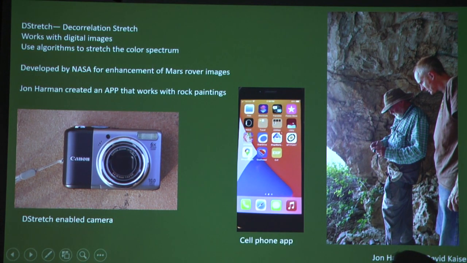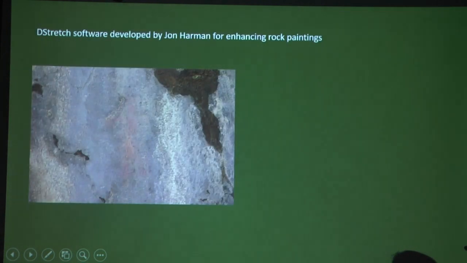So he put it on a cell phone. And now anyone who has a cell phone can get it for $20, and you can get DStretch and put it on your phone. So I'm talking about what it did. Let's see how it works.